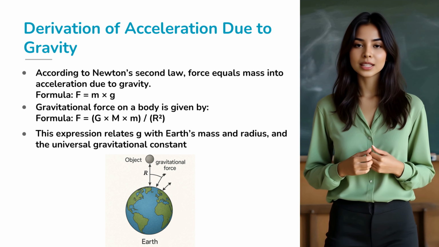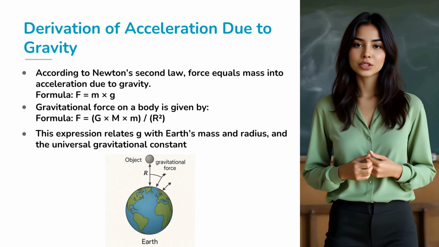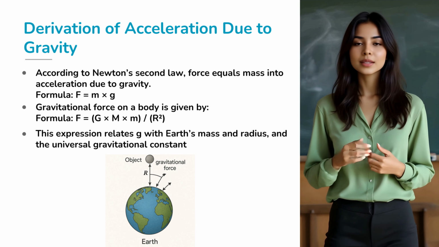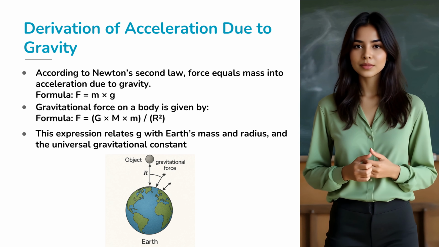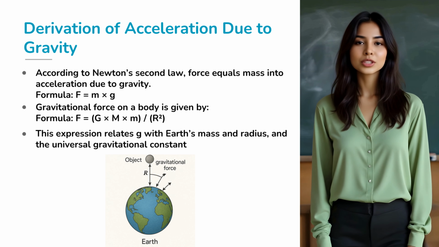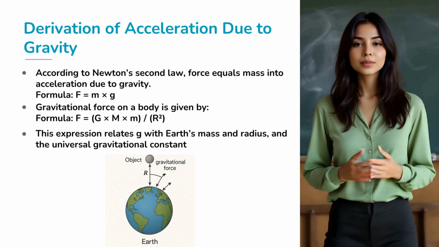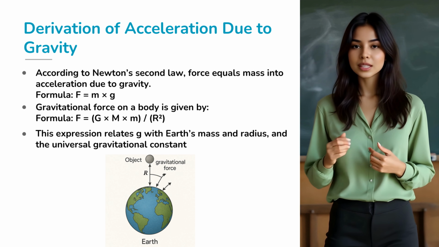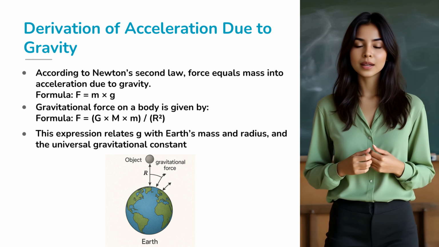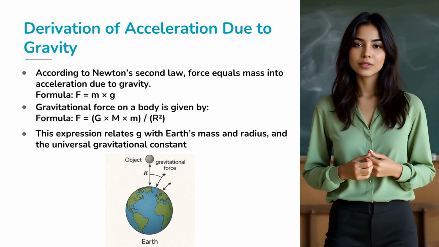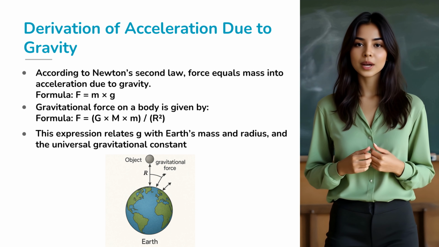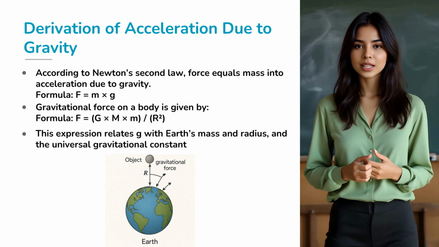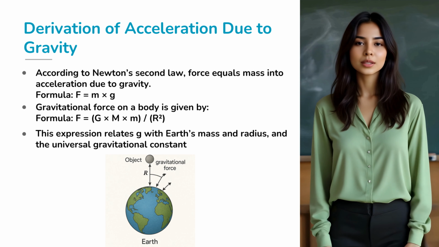According to Newton's second law of motion, force equals mass multiplied by acceleration. In this case, the acceleration is g. So we can write force equals mass times g. From Newton's law of gravitation, the gravitational force between the Earth and an object is given by capital G, the universal gravitational constant, multiplied by the mass of the Earth multiplied by the mass of the object, and divided by the square of the radius of the Earth.